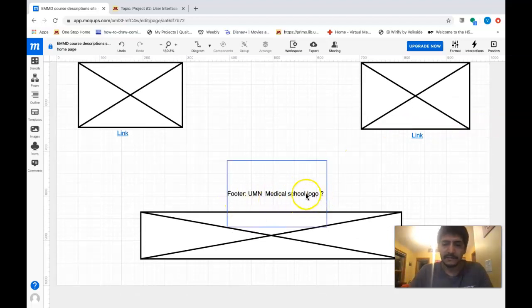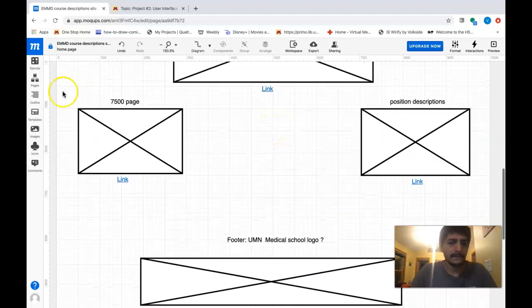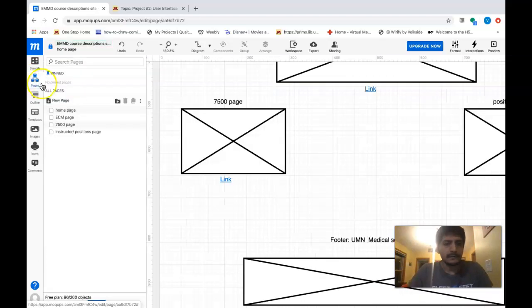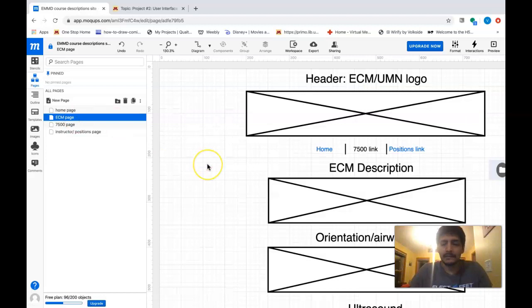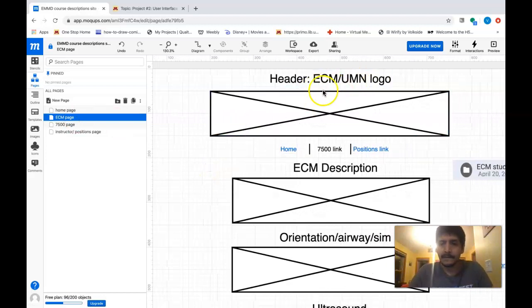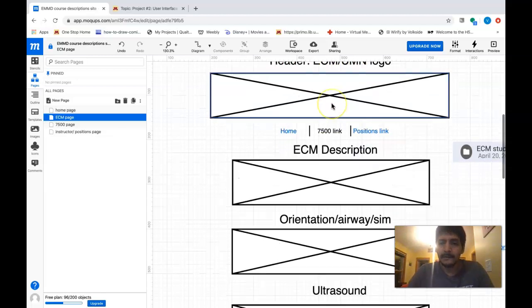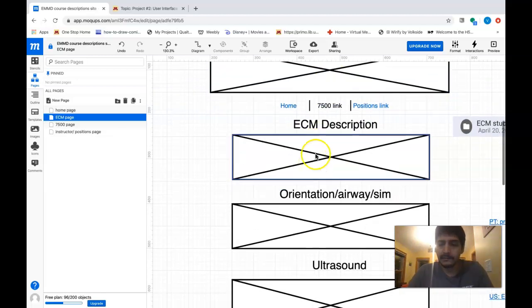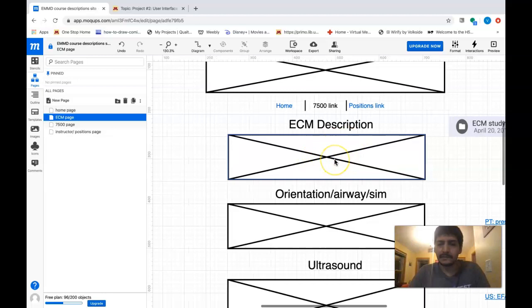I'm thinking of just, again, putting the U of M logo or the University of Minnesota Medical School logo down here. So if we go to the ECM page, the layout will look like this. So again, up here, I'm going to have the banner, the U of M logo. Starting here will be the ECM course description.